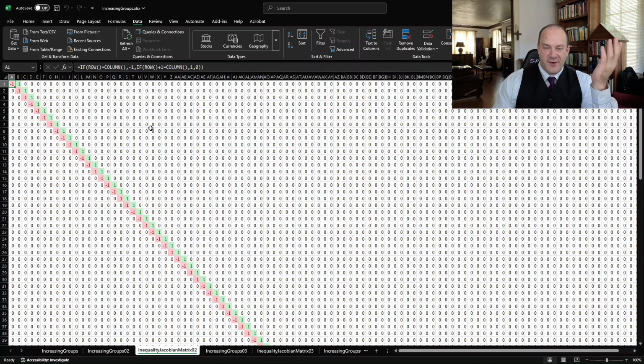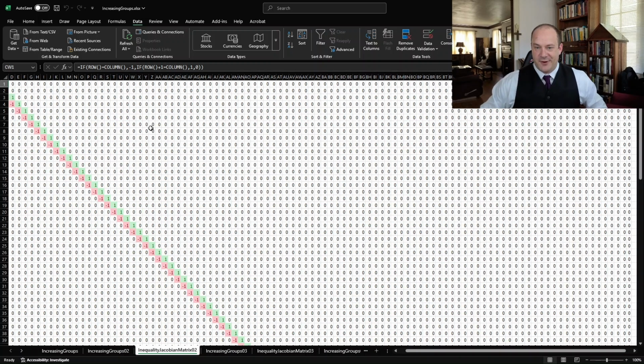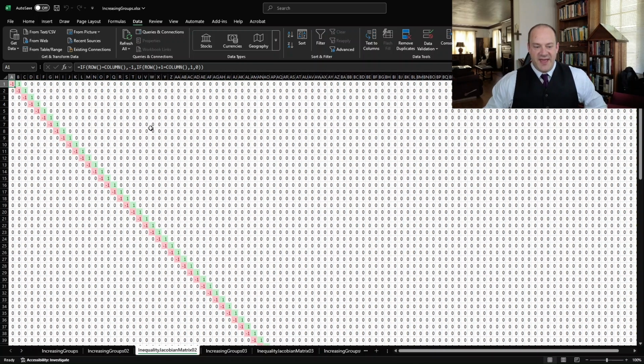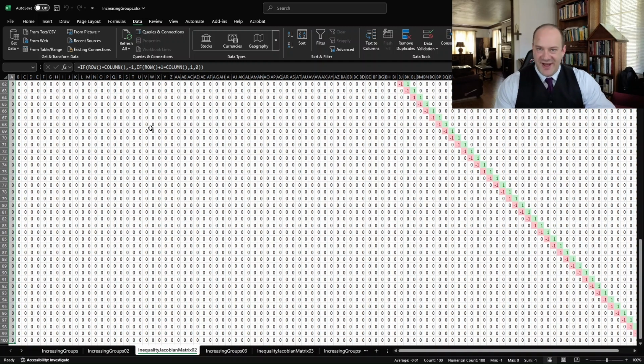So what's going on? This matrix contains mostly zeros. I've color-coded it so that the negative ones are red and the ones are green, and then everything else is just 0. So this is a matrix here, and it's got 101 columns. It's got 101 columns because you have 101 components in your vector that you're going to be multiplying this by. So those have to be equal. And it's got 100 rows. Why does it have 100 rows? It's got 100 rows because you have one row for each inequality.